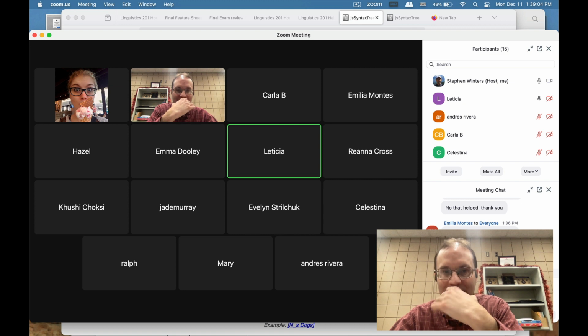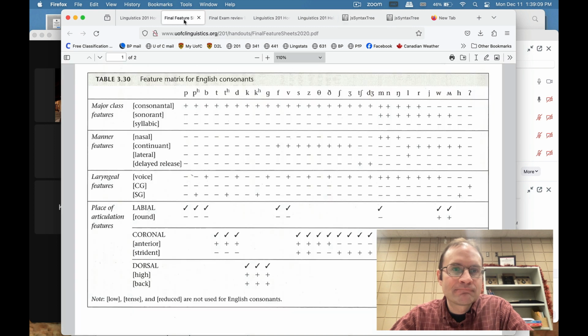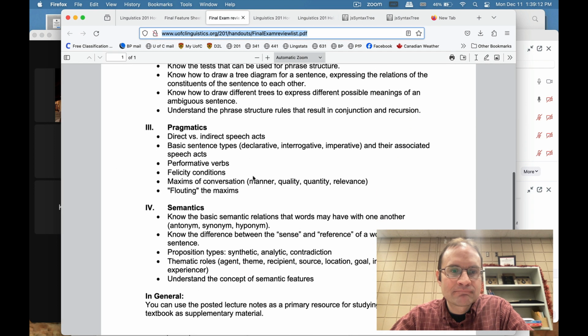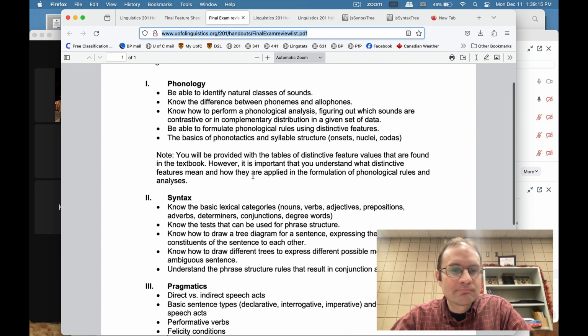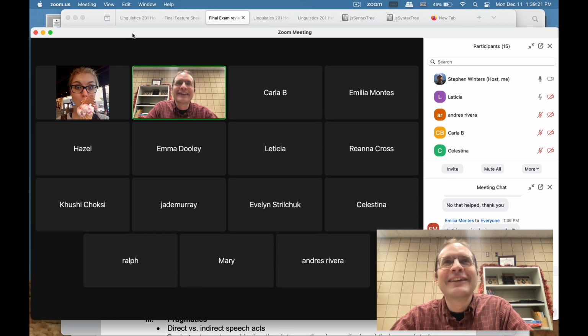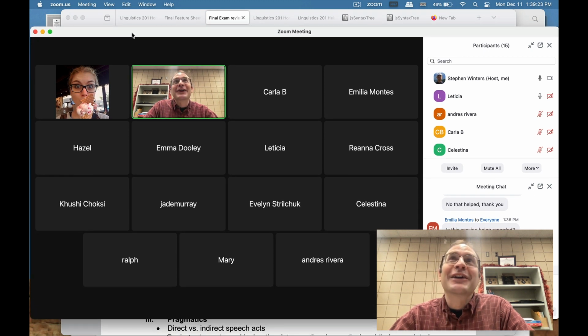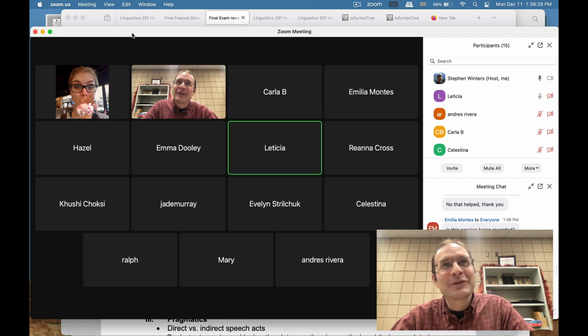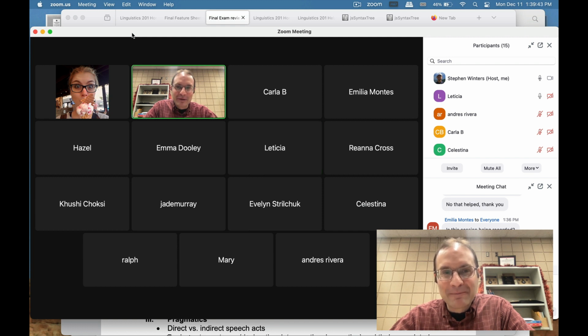I'm looking at the review checklist. I don't see transformations on the review list. Is that on the final exam, where you have to do the movement? That's a good catch. I will put those back on the final exam review checklist. Last year, we ran out of time. There was a lot going on, and I made that part of syntax optional. But we have more time this semester. So lucky you, you should study transformations. I will put that back on the review checklist and let people know.